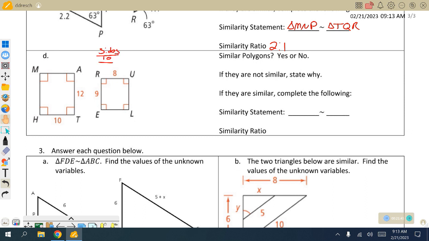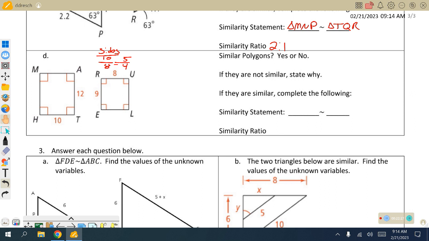What does the side of 10 correspond to? What's the side of 10 going to correspond to? It's a small of 10. So what's the small of the other one? 8. Yeah. So go with the small and large. Okay. So small of 10 is going to go with the small of 8. We'll reduce that down. And what's that reduced down to? What is that, 5/4?